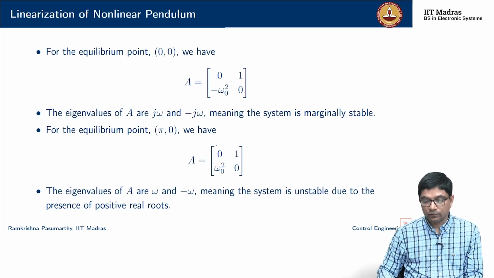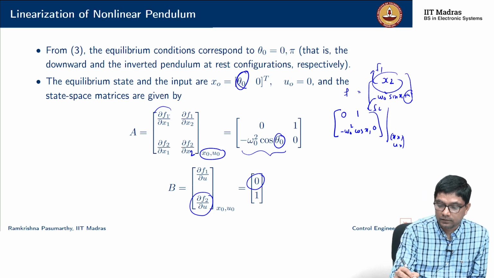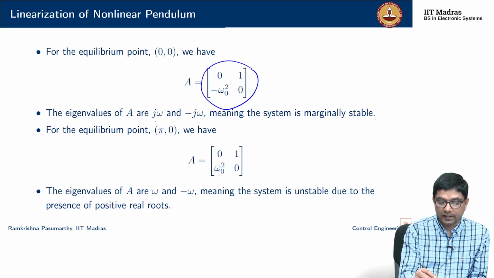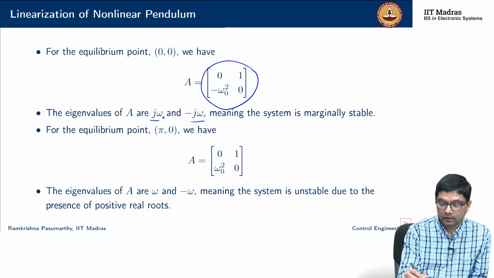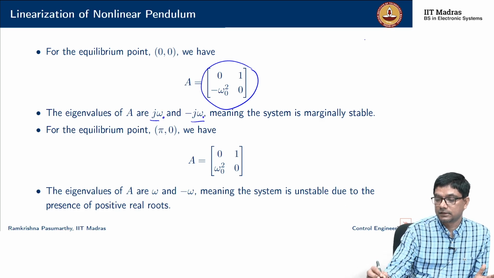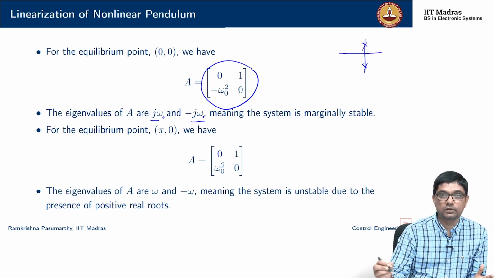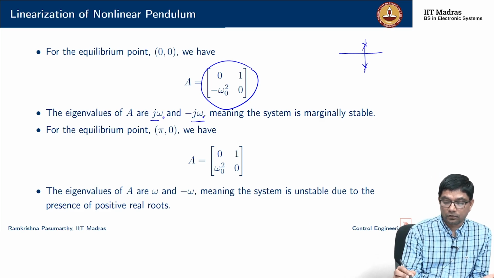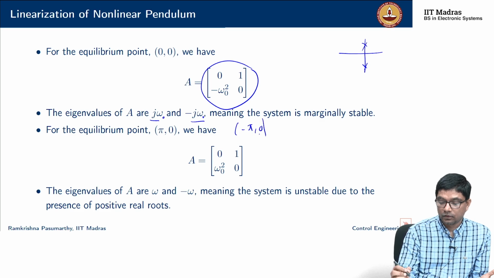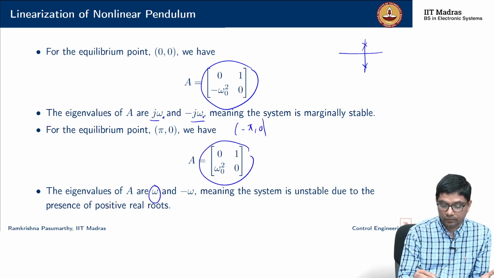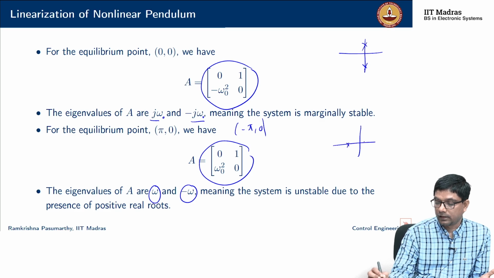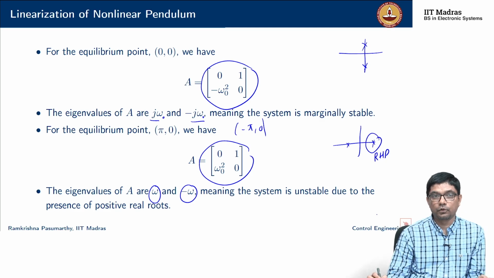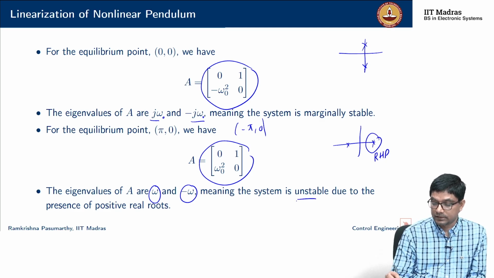So I look at what happens at the equilibrium point 0, 0. At 0, 0, I have a system which is like this. The eigenvalues are j omega and negative j omega, which means that the system is marginally stable. Eigenvalues are also the poles of the system, as we saw in the previous lecture. For the equilibrium point pi, 0, and this will also hold for minus pi, 0, I will have my eigenvalues at plus omega and minus omega. There is this eigenvalue, or pole, in the right half plane. This means that the system is unstable.